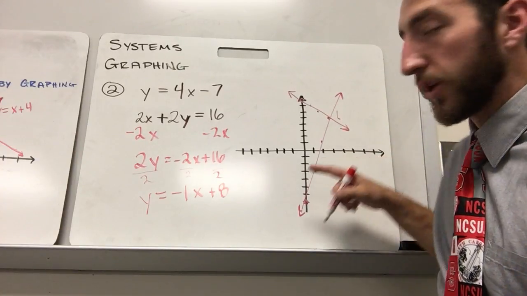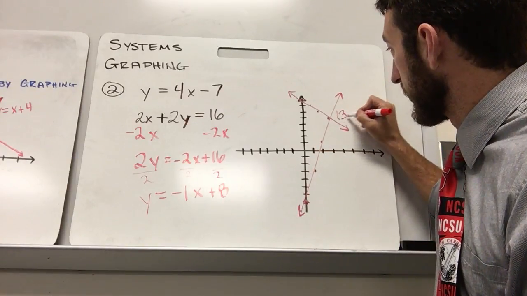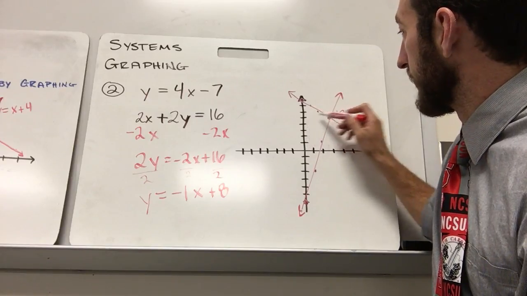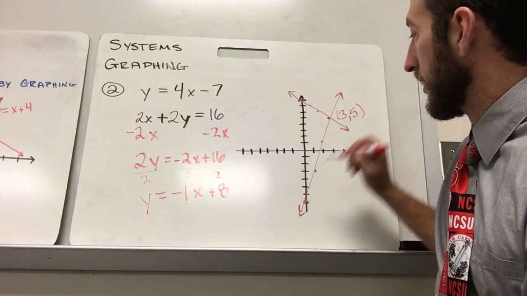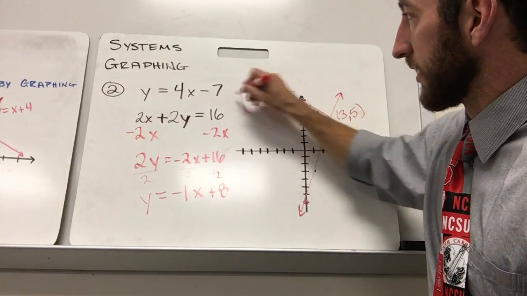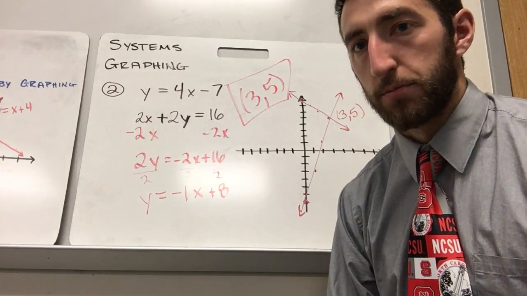So our intersection point is 1, 2, 3. So 3 is my x. My y is 1, 2, 3, 4, 5. So my solution to this system is 3, 5. And that is how you solve systems by graphing.